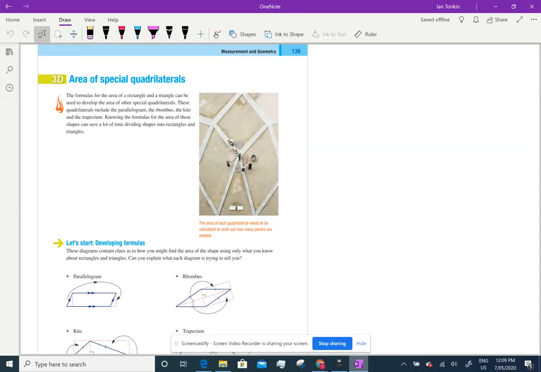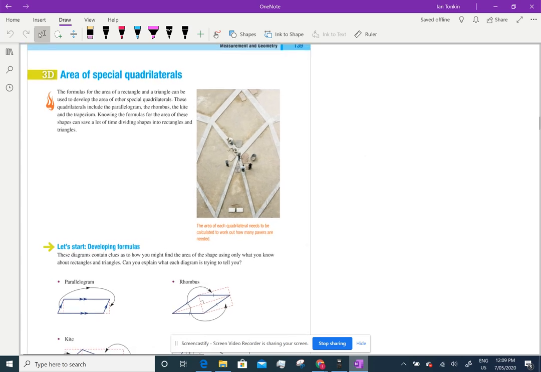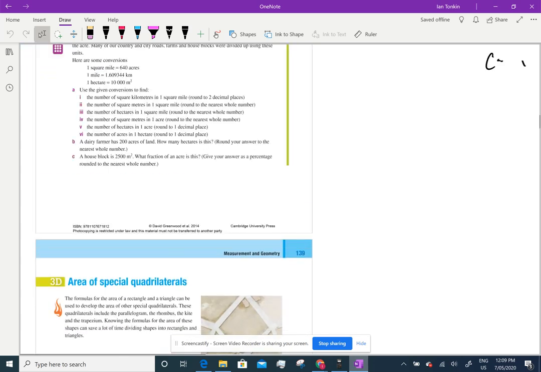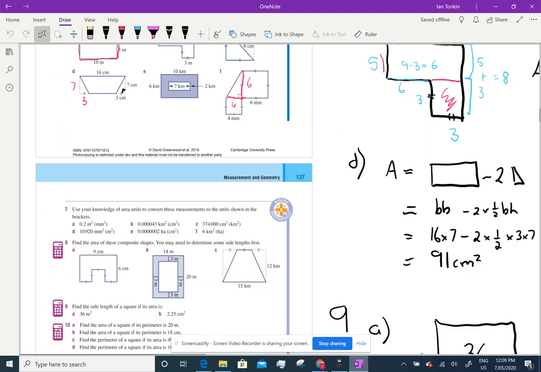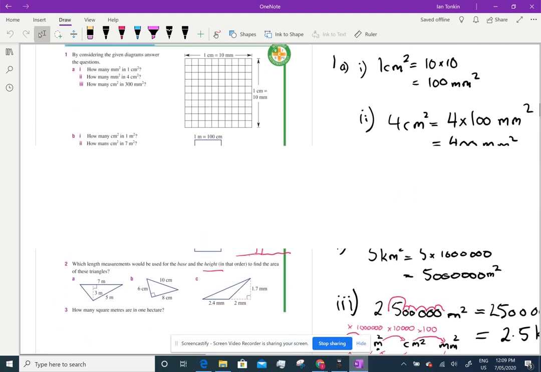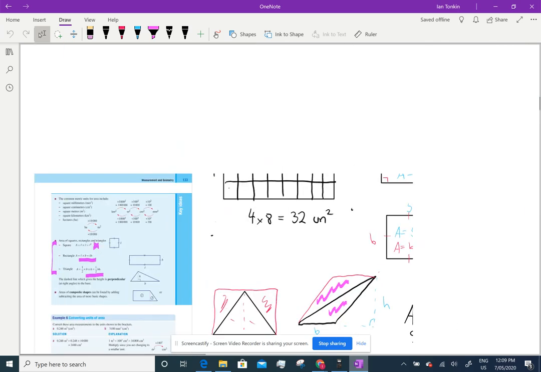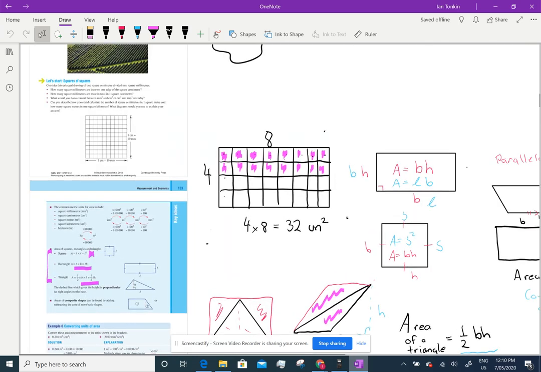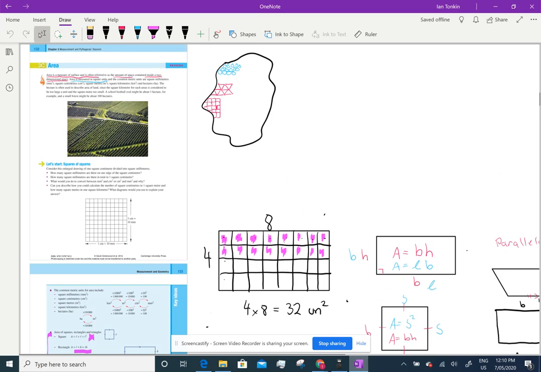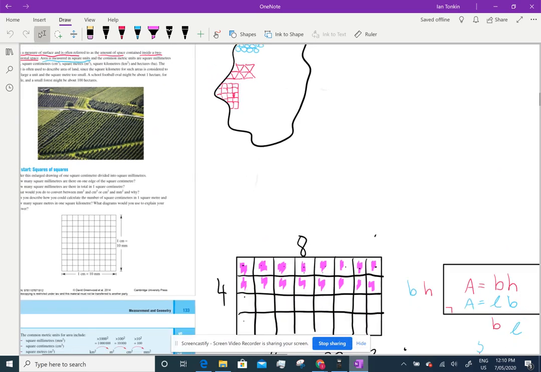Okay, year 8, we're now going to move into the area of special quadrilaterals, finding the area of these shapes. Let's have a quick review of some things though before we begin. When we're finding area, what are we finding? We're finding the space inside a shape, and we measure that area in square units.